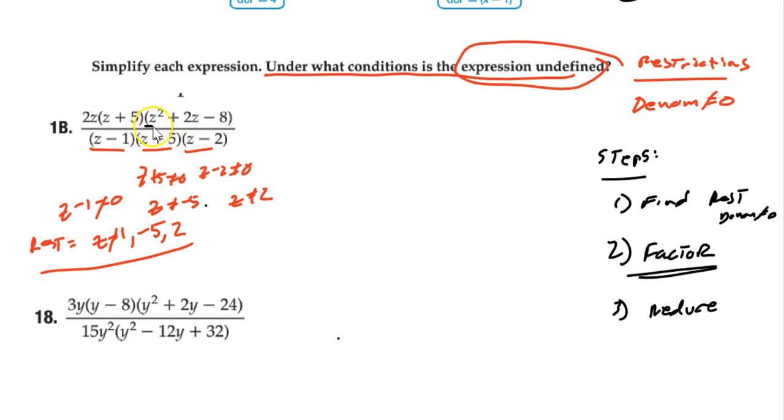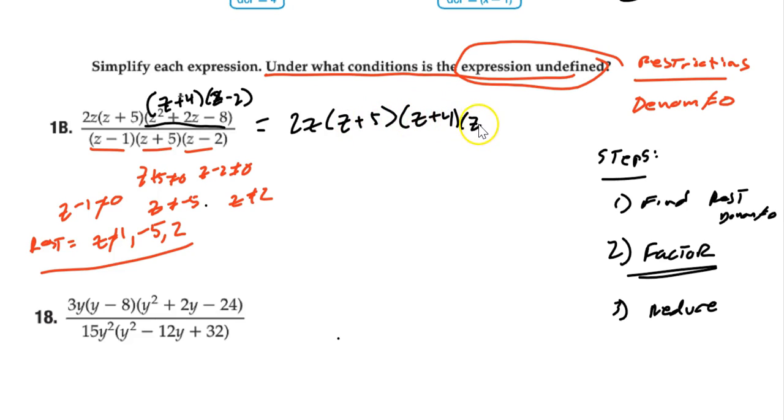Next, we're going to factor. We can factor this. That's not too bad. We just got to figure out two things that multiply to get negative 8 but add to get 2, and that should be 4 and 2, so z plus 4, and then z minus 2. Again, the 4 is positive because the middle sign is positive. The bigger number is always what the middle sign is. So, we factor and we get this, all over z minus 1, z plus 5, and z minus 2.